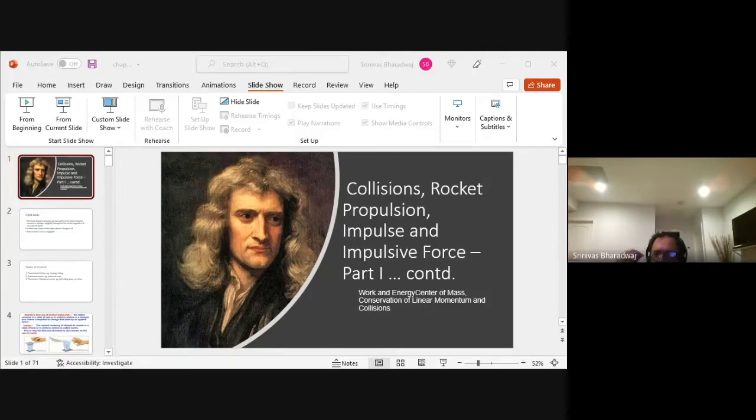But the second body will have a velocity which is twice the U1. Okay, so remember these two rules. Okay, this is all collisions.